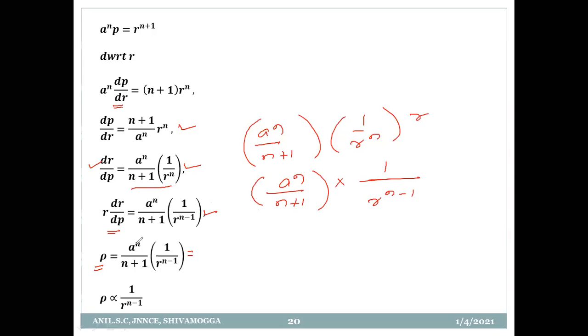A power n is a constant, and n plus 1 is a constant. Therefore, this entire ratio is a constant, times 1 divided by r power n minus 1. Now remove this constant and put a proportionality sign. Rho is directly proportional to 1 over r power n minus 1, or you can read it as rho is inversely proportional to r power n minus 1.